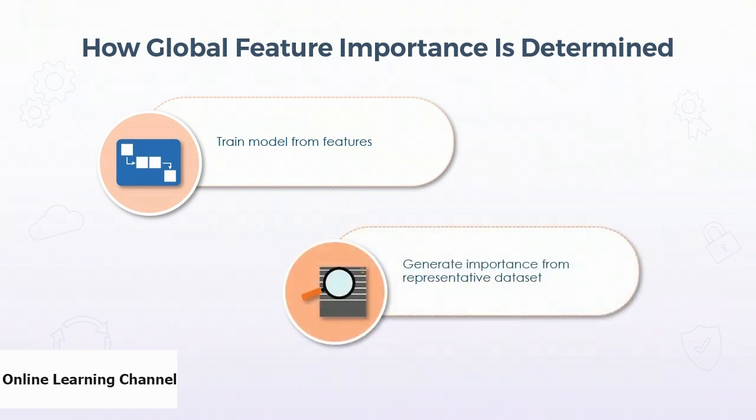Now, after you've trained a model, you can then use something like an explainer to see what sort of impact each individual feature had on the prediction. You can do that by running representative datasets through the model and seeing how each feature in each data point impacts the prediction. The greater the impact a feature has on the prediction across all the data points, the higher its importance to the model.